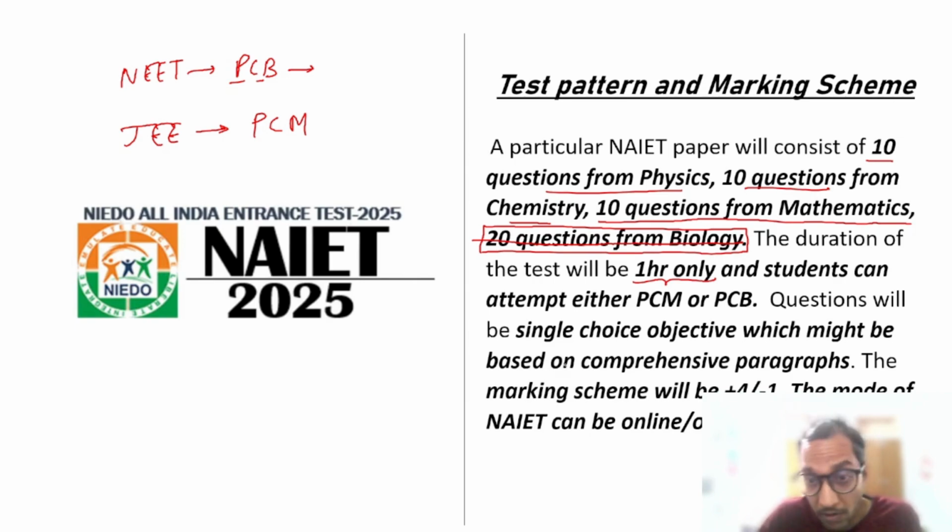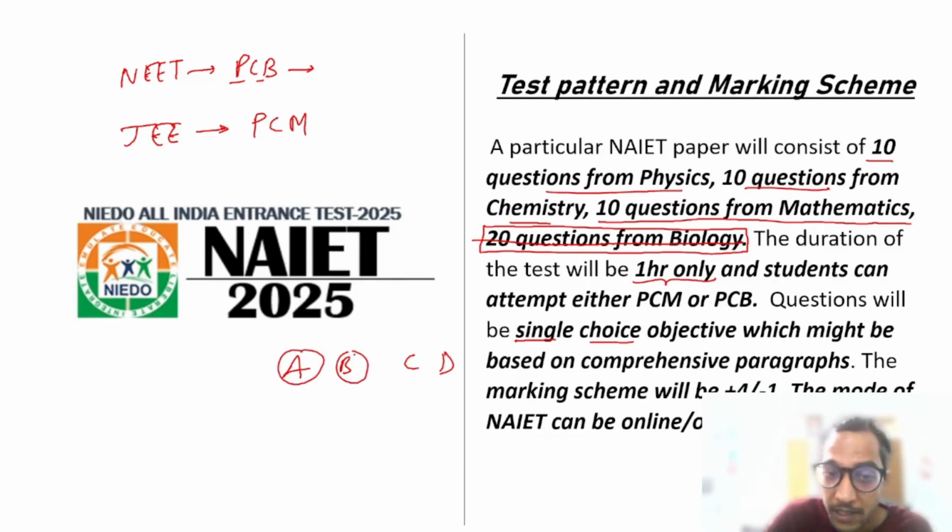That's why the number of questions in mathematics is lesser as compared to that in biology. All of these questions could be in the format of match the column, comprehension based, or very simple kind of question, but the question will be single choice objective. You will have 4 options, A, B, C, D, just like in the NEET and JEE examination, and only one of them will be correct. The marking scheme will be just like JEE and NEET: +4 for the correct response and -1 for the incorrect response. And if you do not attempt, you will get 0 marks. The mode of this examination can be online or offline as mentioned before.